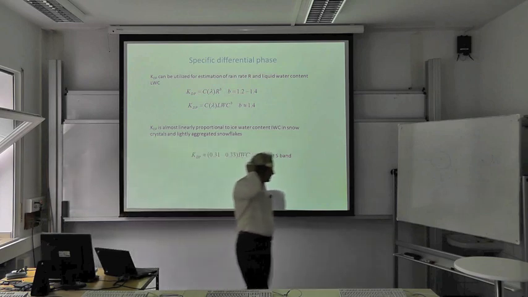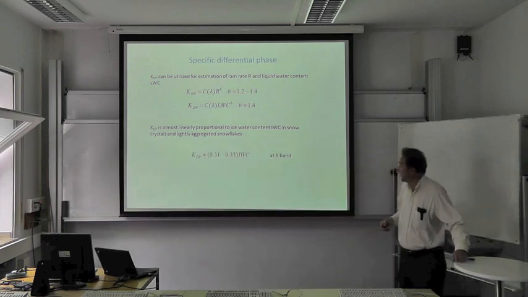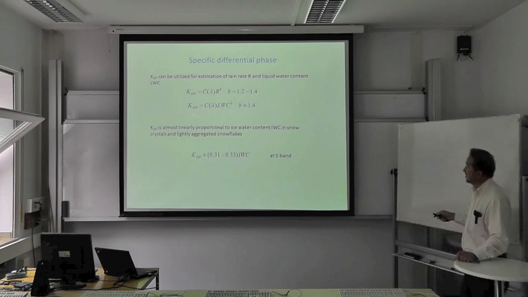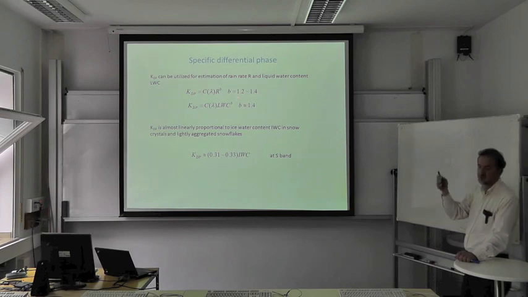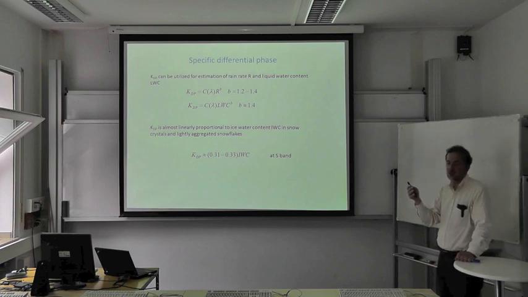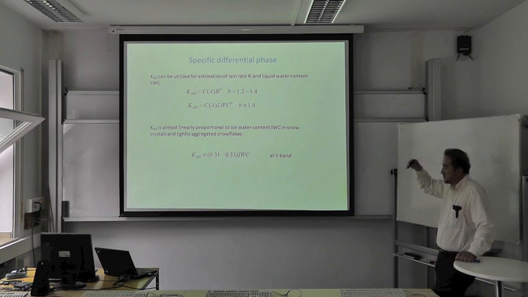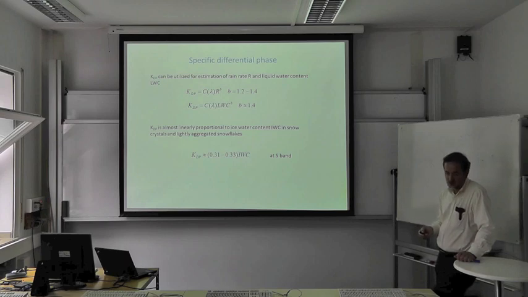We'll talk about that in full detail in lecture six. But yes, you're absolutely right. For light rain rate, KDP is very noisy, and the dependence is relatively weak. Again, the measurement errors make its utilization problematic, so you need a high enough value of KDP to make reliable measurements of rain rate.